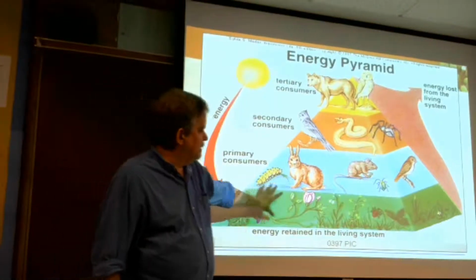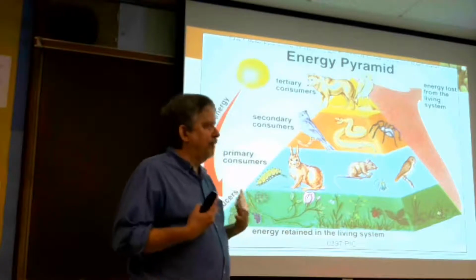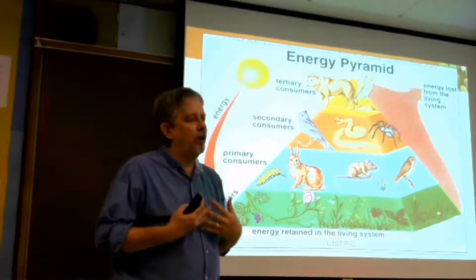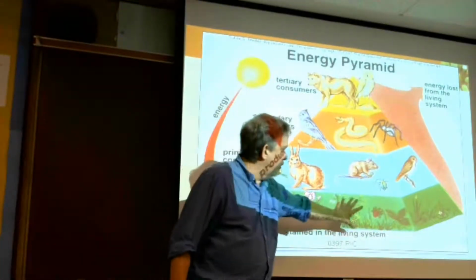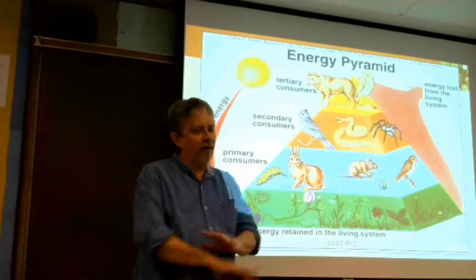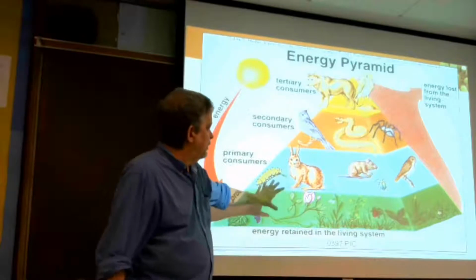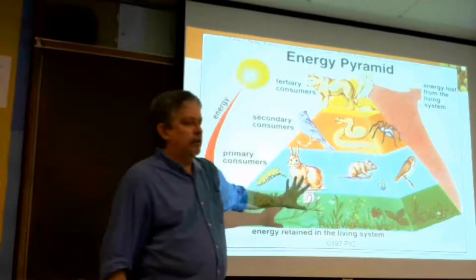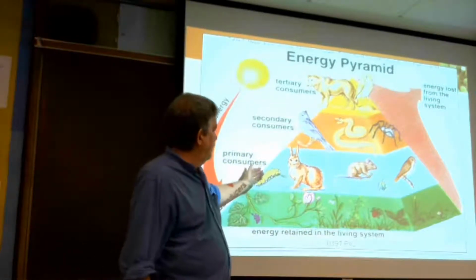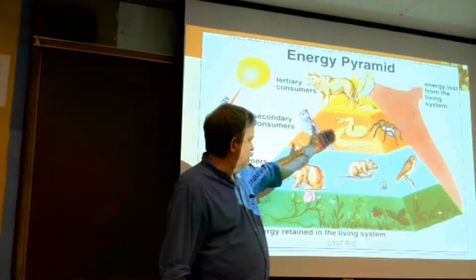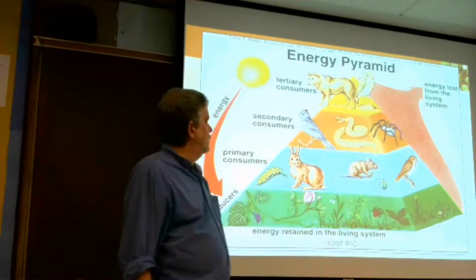I like this. This is an old system. I love this one because it shows us the numbers. The producers are on the bottom. There's a lot more producers than there are anything else. The next largest group is the primary consumers, the things that directly eat the producers, the plants. So we have insects, animals, birds that do that.